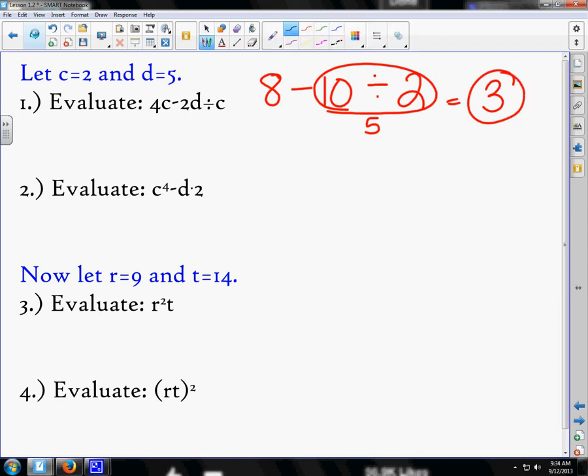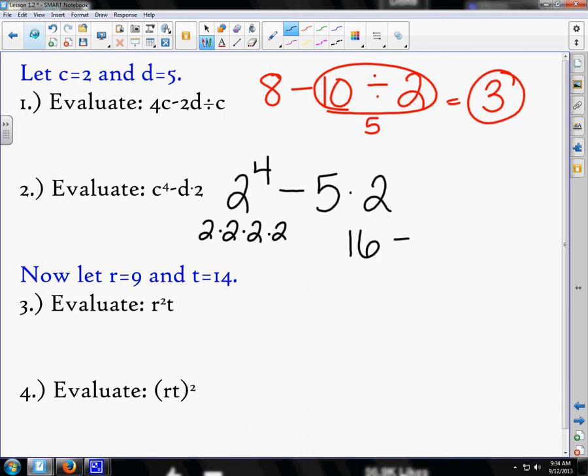Okay, next I have c to the 4th power minus d times 2. Well, c is 2, so that's 2 to the 4th power minus d, which is 5, times 2. 2 to the 4th power would be 2 times 2, which is 4, times 2, which is 8, times 2, which is 16, minus 10, and then my answer is 6.